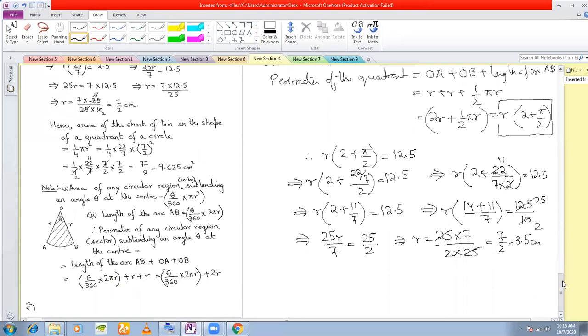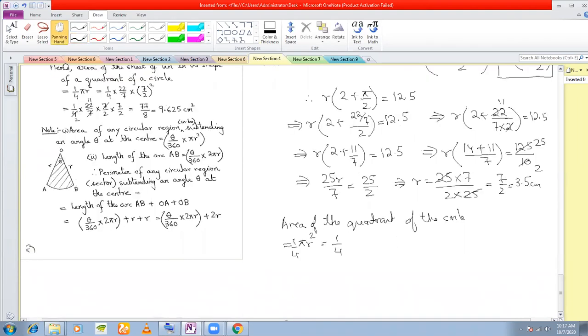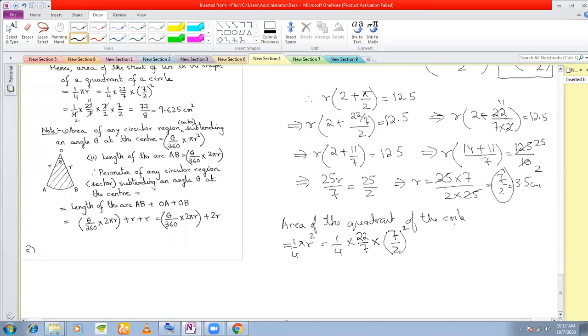Once you have got the radius, I can now find out the area of the quadrant of a circle. Area of the quadrant of a circle is equal to pi r square. In fact, 1/4 pi r square. Now you put the value of pi, 22 by 7, into r square. It is convenient to use the fraction 7 by 2 instead of 3.5. It is always easy to work with fractions.